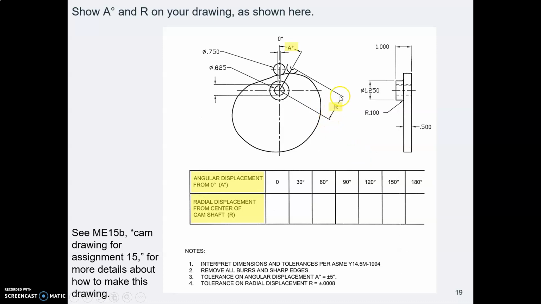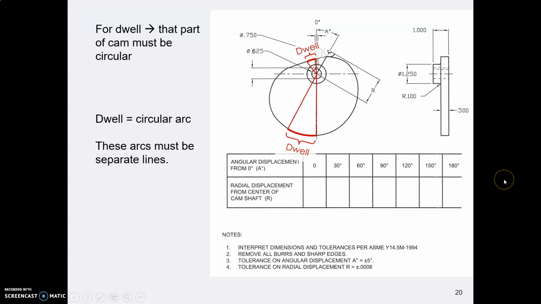Then you give a dimension using the align dimension command from the center of the cam to the center of that first follower, and just label that R, because that distance is going to vary with every position around the cam. So you just label it R, and then in the table you say R is the radial displacement from the center of the shaft, and you are going to give your machinist the numbers that they'll put into their machine.